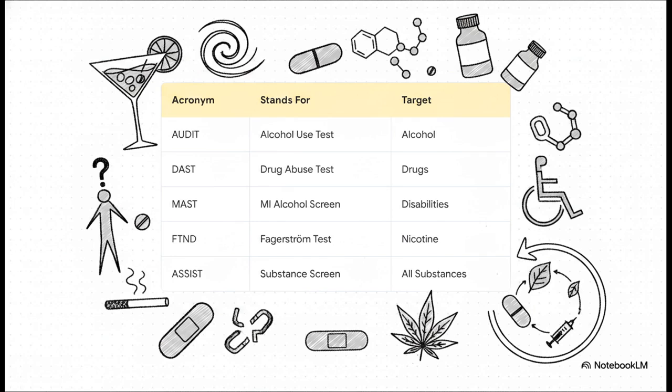So the key takeaway here is to match the abbreviation on the left with the specific target substance on the right. Let's look at the first one. AUD is used specifically for alcohol. Next is DAST, which stands for Drug Abuse Screening Test, so yep, that one is for drugs. Then we have MAST, which targets alcohol-related disabilities. After that is FTND, and that's a very specific test for nicotine, meaning smoking or tobacco use. And finally, ASSIST. That's a really broad test created by the World Health Organization, and it covers all substances.